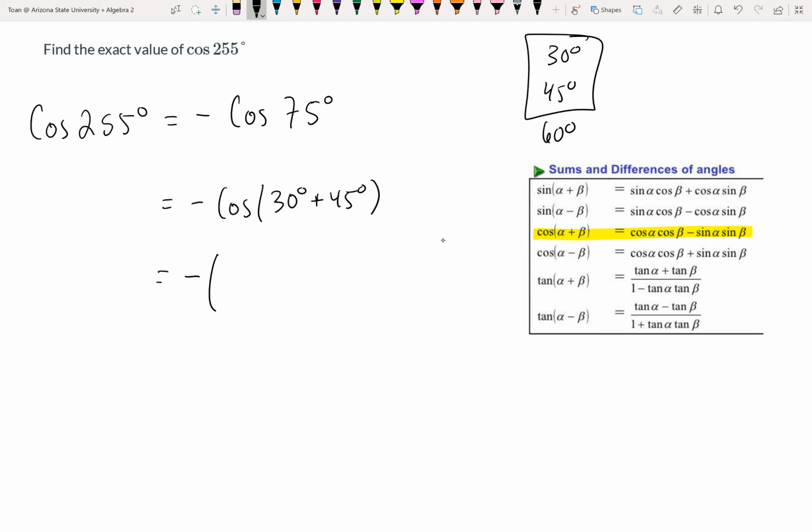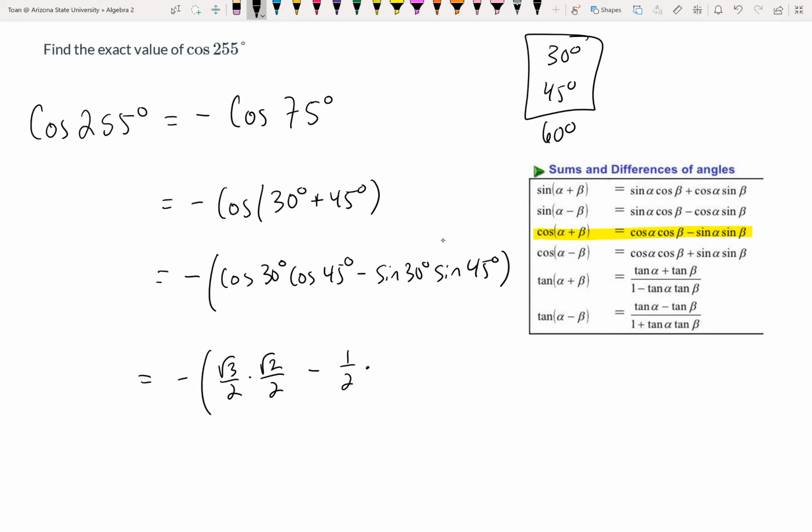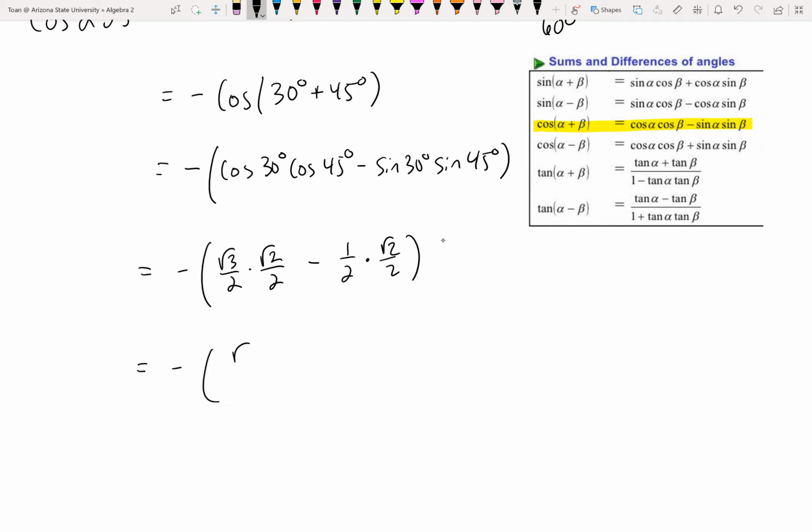So according to the pattern, it's cosine of the first angle, cosine of the second angle, minus sine of the first angle, sine of the second angle. And since these are special unit circle angles, we can actually figure it out. So cosine of 30 degrees is radical 3 over 2. Cosine of 45 degrees is 1 over radical 2, which rationalizes to radical 2 over 2. Minus sine of 30 degrees is 1/2. Sine of 45 degrees is radical 2 over 2. So that equals negative radical 6 over 4 minus radical 2 over 4.